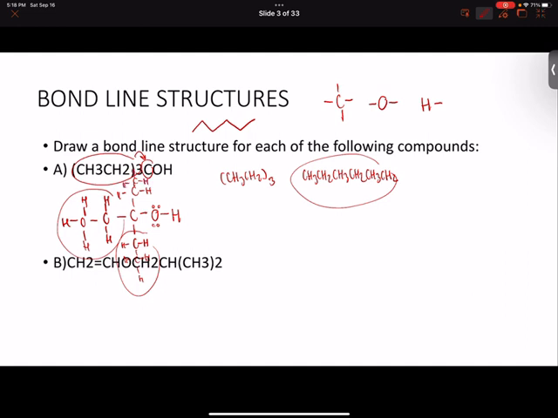Okay, so since we already know what the Lewis structure is going to look like, we're going to try to translate it to a bond line angle structure. The next step is that, in bond line structures, we normally don't see the hydrogen atoms. We just assume that they're there. So normally what I do is I draw the same structure and I erase the hydrogen atoms.